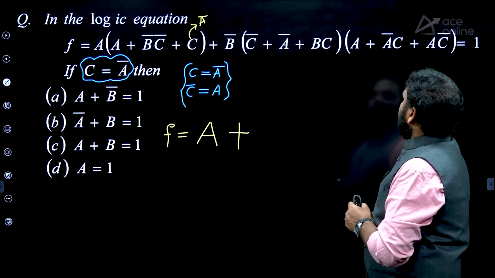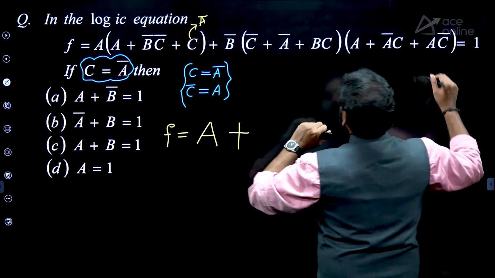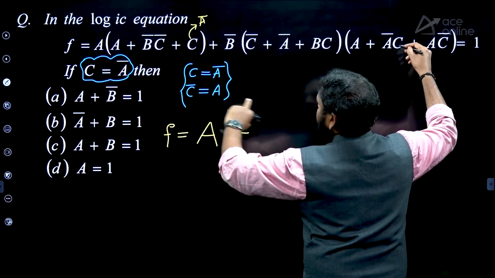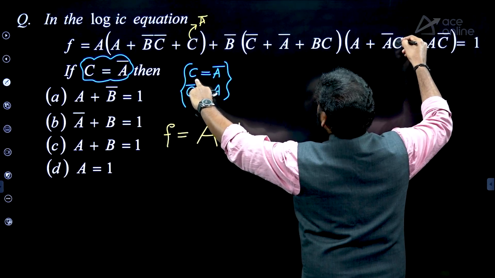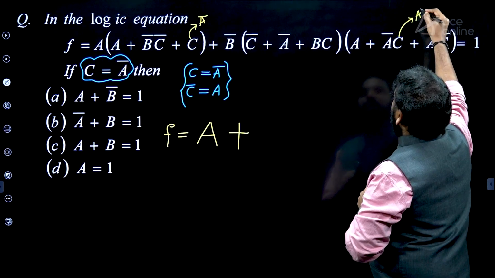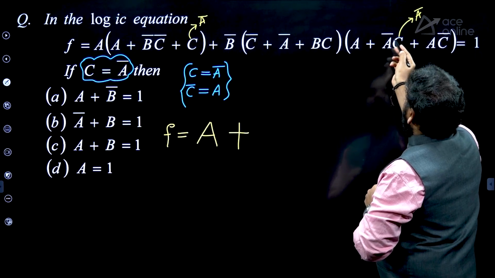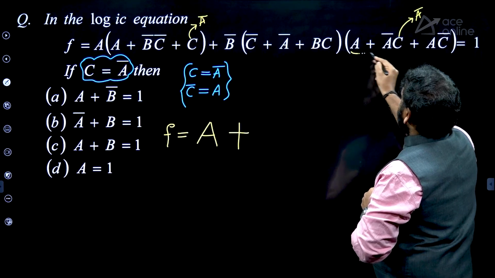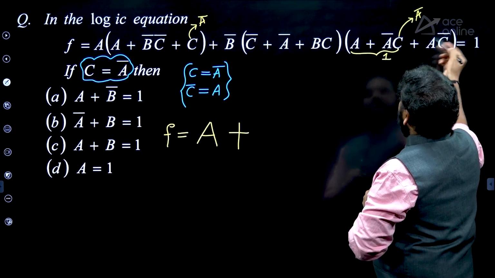see guys, in place of C, you can write A bar. So this is also A bar. A bar into A bar, A bar plus A, 1. This is totally 1. 1 plus anything is 1.